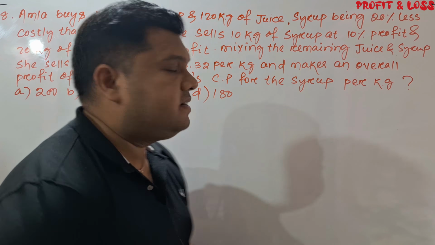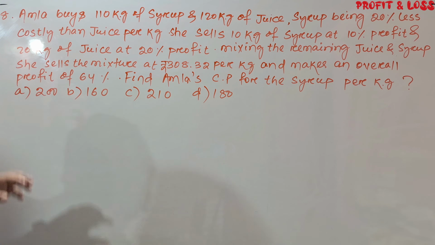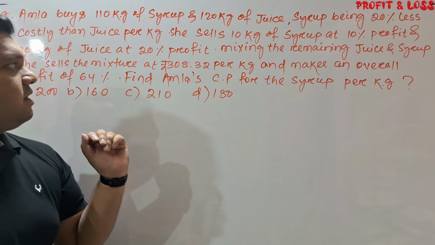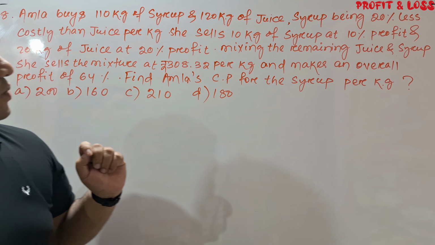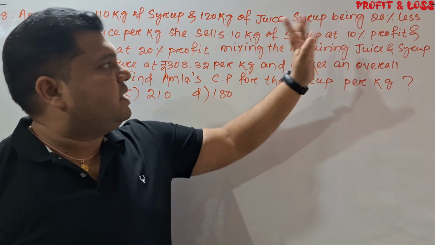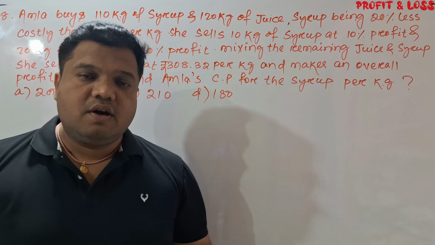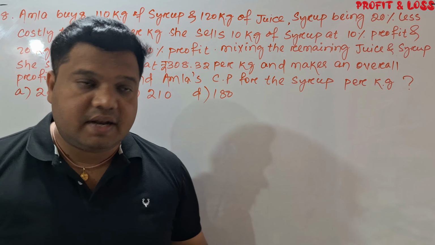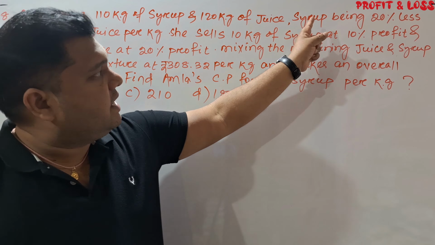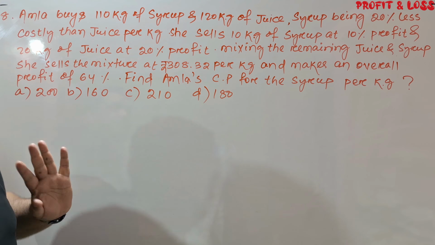Question number 8. Look at question number 8. Amla buys 110 kg of syrup and 120 kg of juice. Condition given: syrup being 20% less costly than juice. Achha, no real information given. Cost price of juice is not given. And cost price of syrup, it depends upon what? It depends upon juice. Okay.